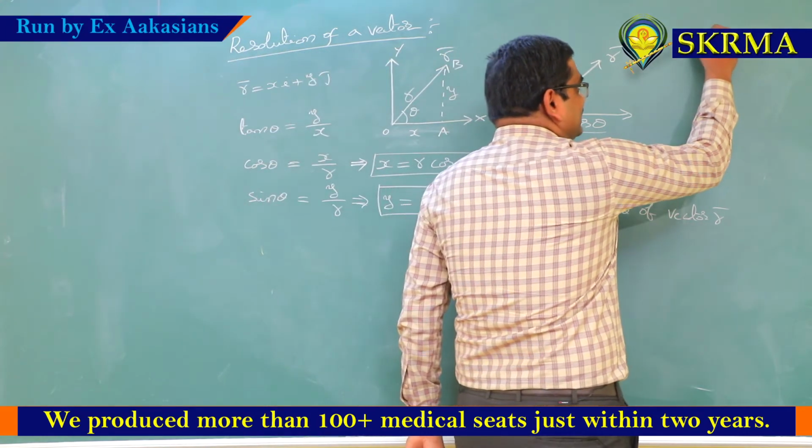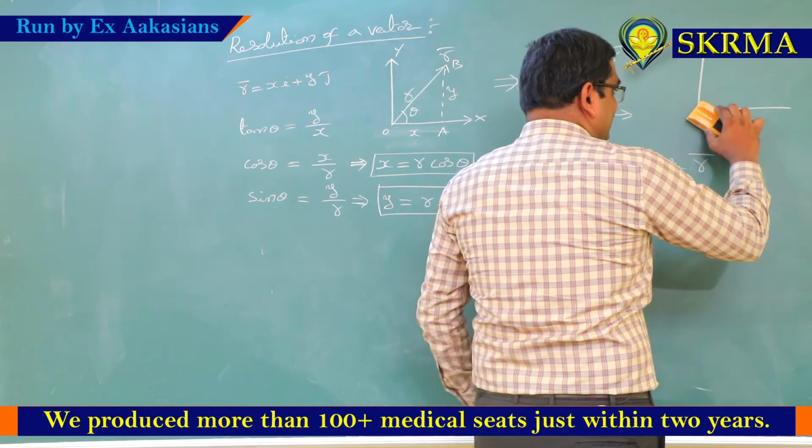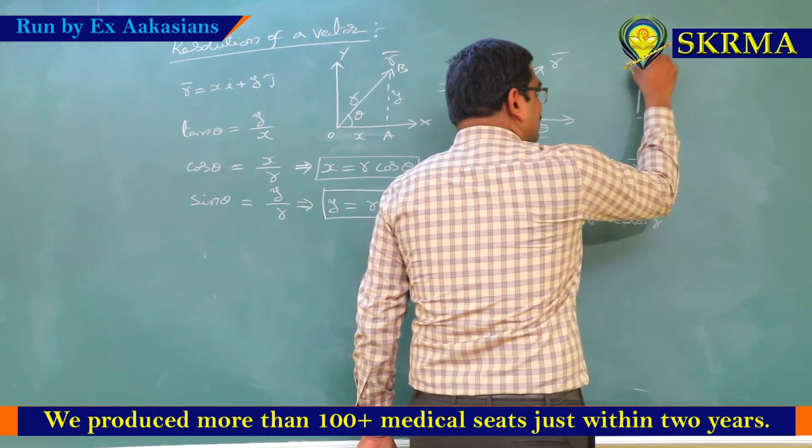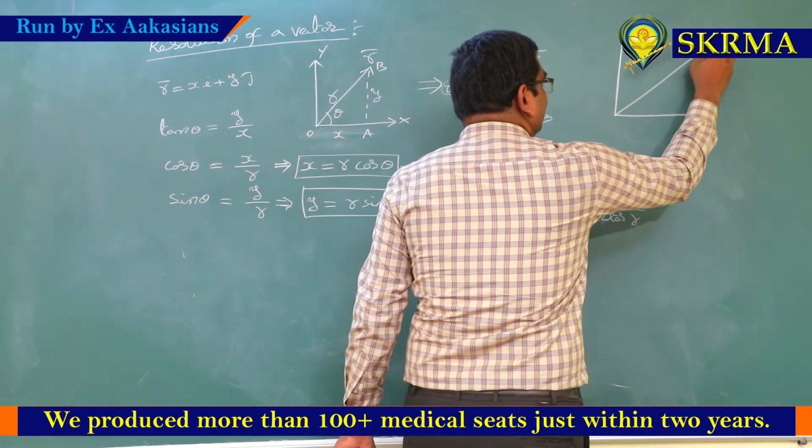So the adjacent side of theta is the cos theta term. The adjacent side of theta is always the cos theta term. So for example, this is vector A.